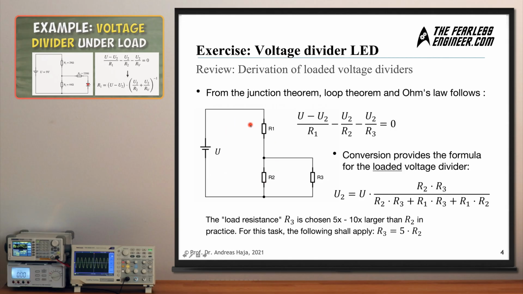What you can see here is the loaded voltage divider base circuit, which we discussed in the previous video on derivation of the loaded voltage divider. We have a voltage source here on the left. We have 2 resistors, R1 and R2, which are placed above each other. And we have a third resistor now, which makes it a loaded voltage divider, which is placed in parallel to R2.